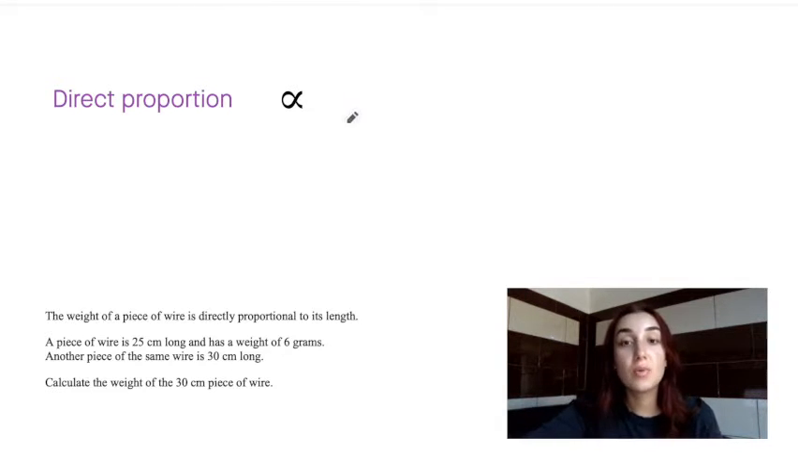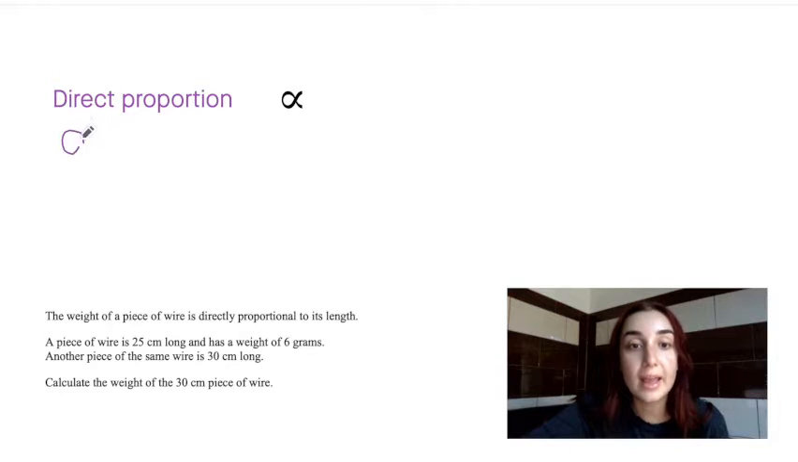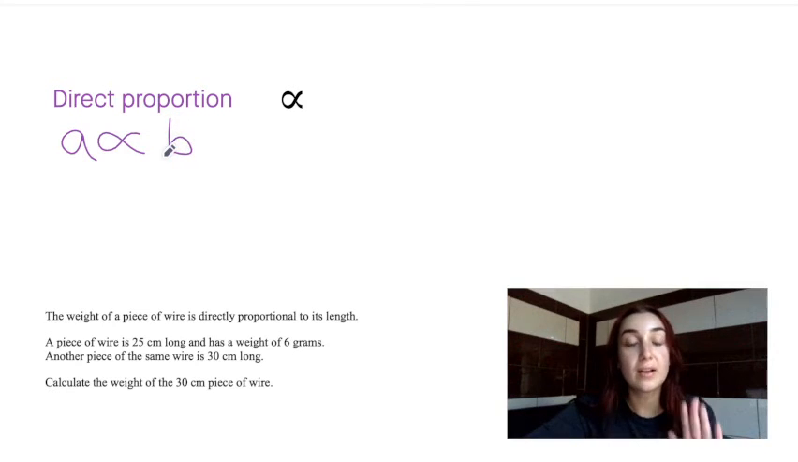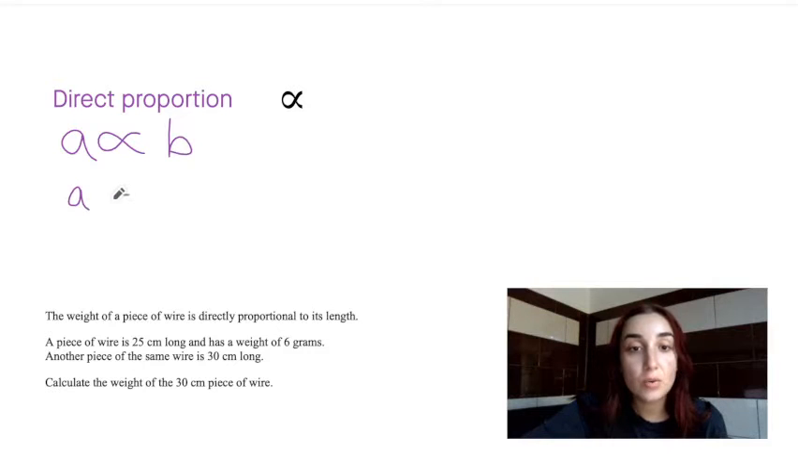I've attached here the symbol of proportional, and as you can see, it looks like an incomplete infinity sign. So now let's talk about how to write when two numbers are directly proportional. For example, we can say that A is directly proportional to B. So this is the first thing that we have to write down. Then we write A is equal to KB, where K is a constant. This is very, very important, and you have to write this every single time.